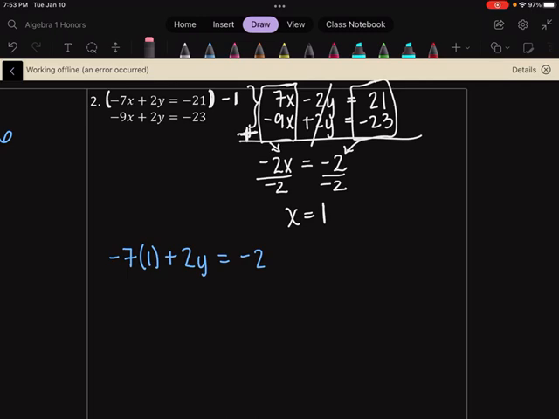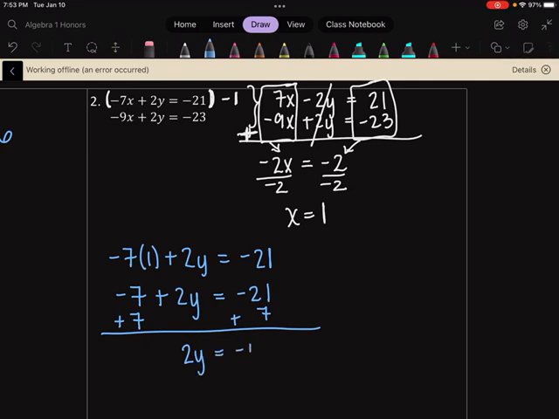21. So that's negative 7 plus 2y is equal to negative 21. I'll add the 7. Negative 21 plus 7, I believe, is negative 14. I should have my calculator out. And then we divide by the 2, and y is equal to negative 7.